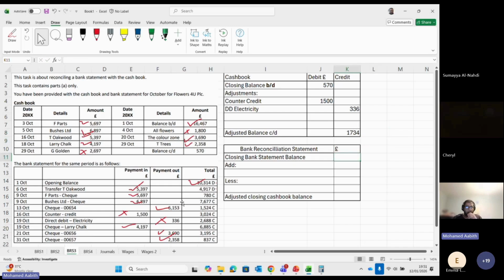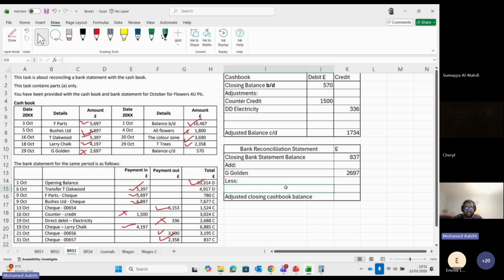So let's say here, according to this, what is the bank statement balance, which is £837. This is my closing balance, and this is not overdrawn, so it's going to be a positive number. We're going to leave that as it is. Add any outstanding lodgements. What are the outstanding lodgements? Which is in my cash book, but not in my bank statement. One of them is G Golden. And how much is that for? £2,697. This one will be added to your bank statement when you get the money, once it has cleared, okay?